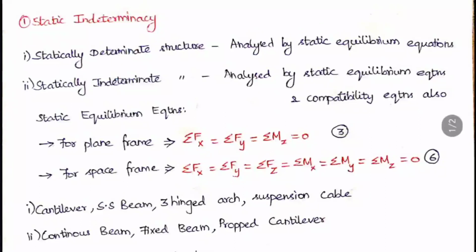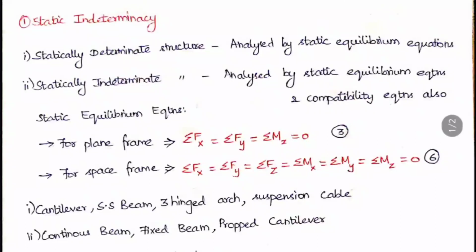The first chapter we are going to see is static indeterminacy. So first let us see what are statically determinate structures and statically indeterminate structures. When the structure is analyzed by the equilibrium conditions alone, we call it a determinate structure. When the equilibrium equations alone are not sufficient and we need some extra equations like compatibility equations to analyze the whole structure, then we call that structure a statically indeterminate structure.